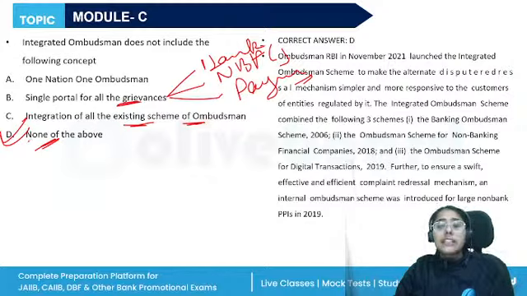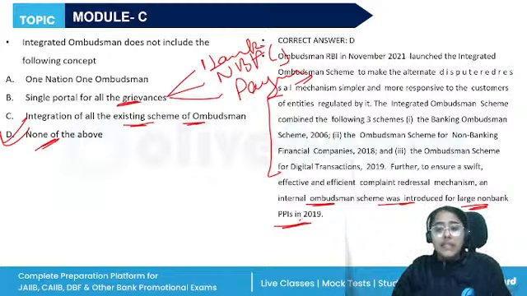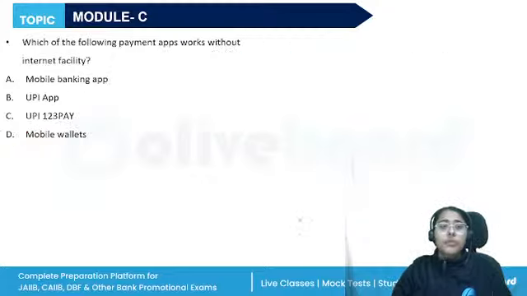The RBI in 2021 launched the integrated ombudsman scheme to make the alternate dispute redressal mechanism simpler. The Banking Ombudsman Scheme of 2006, the Ombudsman Scheme for the NBFCs 2018, and the Ombudsman Scheme for Digital Transactions 2019 have been integrated. And now the integrated ombudsman scheme for the large non-bank PPIs in 2019 has also been introduced. All right. So the correct answer is option D.